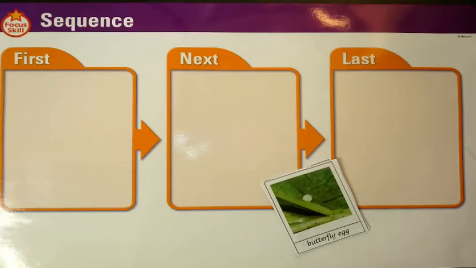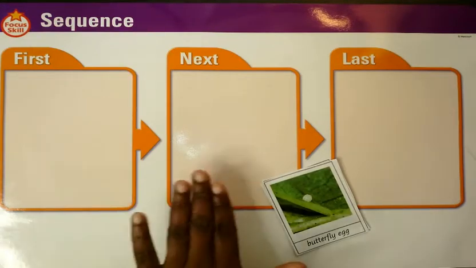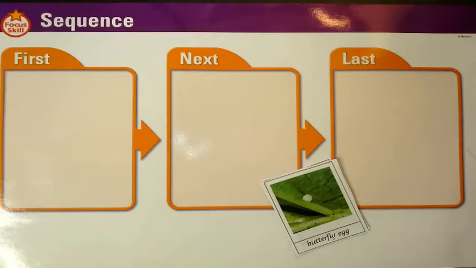Today we're going to talk about sequencing. Sequence is the order in which something occurs. It goes in chronological order or sequential order by using things like first, next, last, before, then, and after. So it takes things in order.